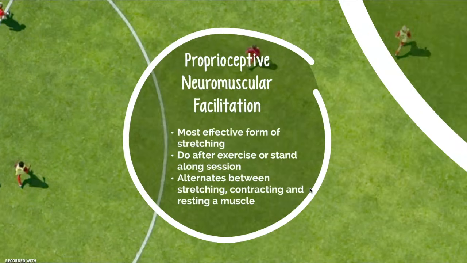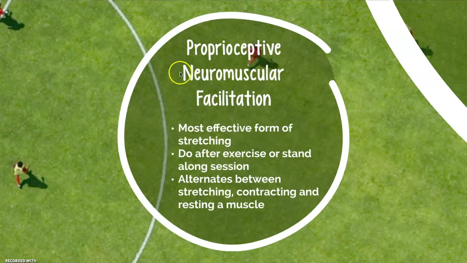And finally, we have PNF. This stands for proprioceptive neuromuscular facilitation. This is the most effective form of stretching and increasing range of movement. Really important we do this after exercise or in a standalone flexibility session. How it works, you alternate between stretching, for example the hamstring, then you'll contract, which means pushing against something, and then you'll finally relax, rest, and push further. The idea if you do this 3 or 4 times is that your flexibility will improve dramatically.